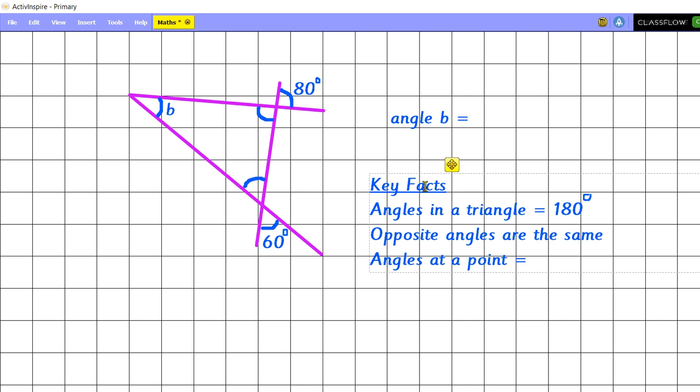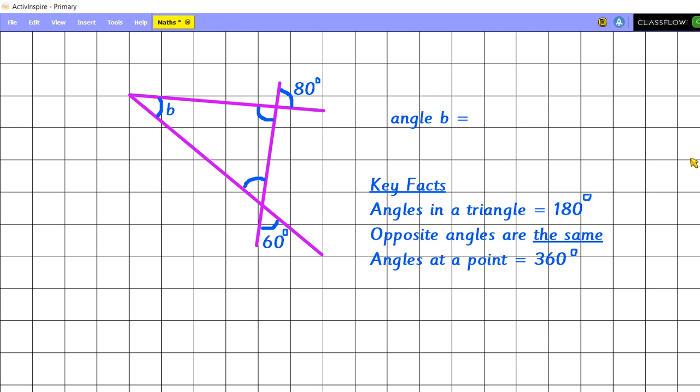So I'm underlining that because that's really important. You can see here that these cross, so these are opposite. And then we've got another one: angles at a point equal 360 degrees, okay, which I'm going to need in a little while, not quite just yet. So my question to you is, what is the size of angle B?